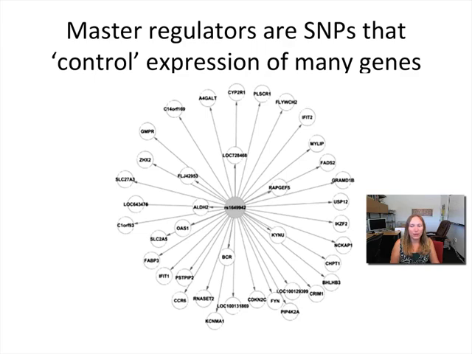So here's one example of that. In the middle here is a SNP. This is an RSID, which is just a way to label a SNP. And then out here on the edges, these are all genes. What they're showing in this figure is that this particular SNP has associations with expression of lots of different genes. So this is a master regulator, according to their definition.